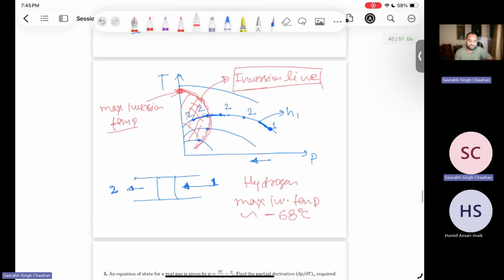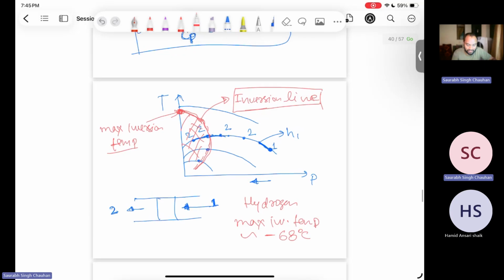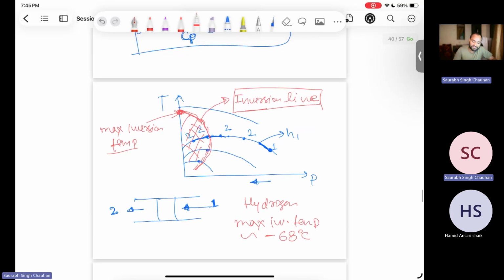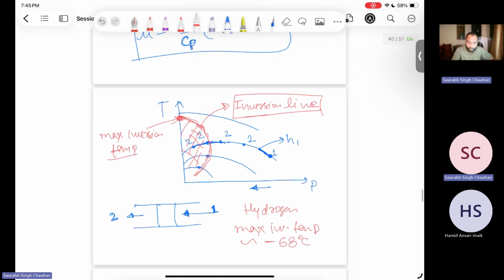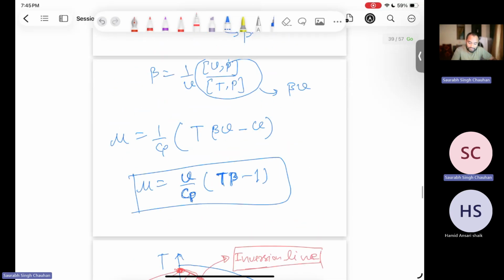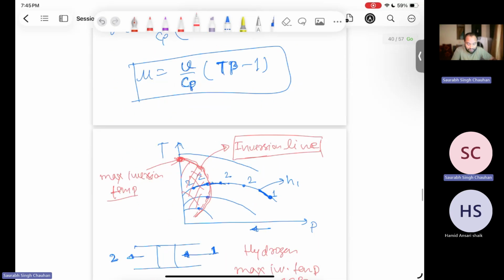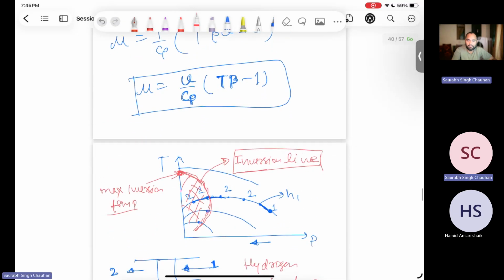But anyways, this is your Joule-Thomson effect, and the slope of these lines, the asymptotic lines, is your Joule-Thomson coefficient. And this slope, you can see, can be positive, it can be negative, or it can be zero. On the right hand side of this inversion line, this slope is negative, on the left hand side it is positive, and along the inversion line it is zero.